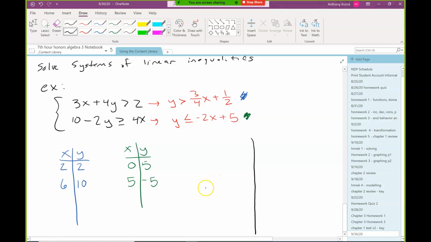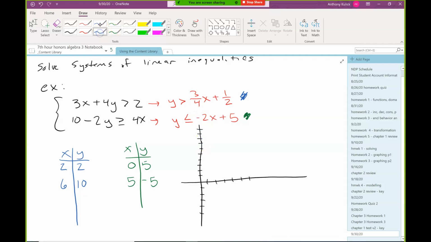So now we'll go ahead and graph. So let's do this. 1, 2, 3, 4, 5, 6. 1, 2, 3, 4, 5. 1, 2, 3, 4, 5, 6, 7, 8, 9, 10. So we have 2, 2, and 6, 10.